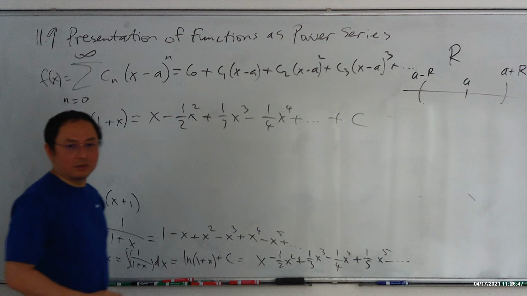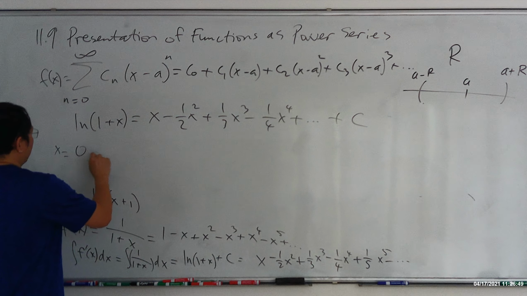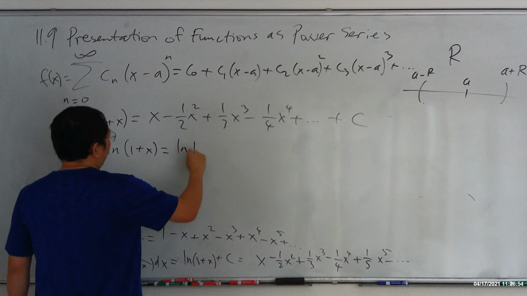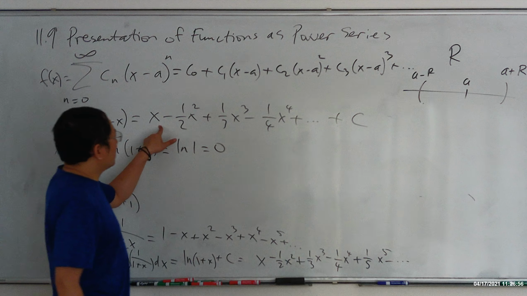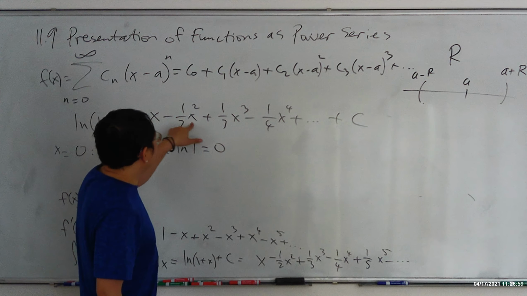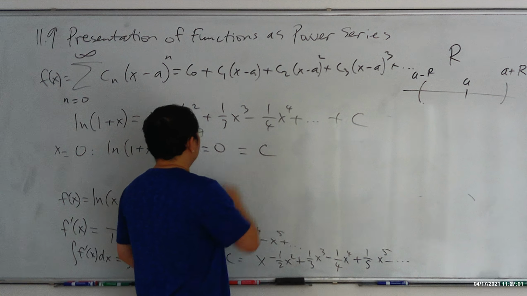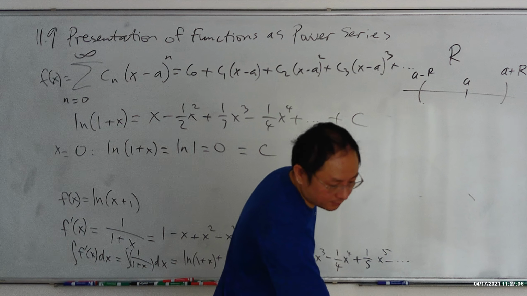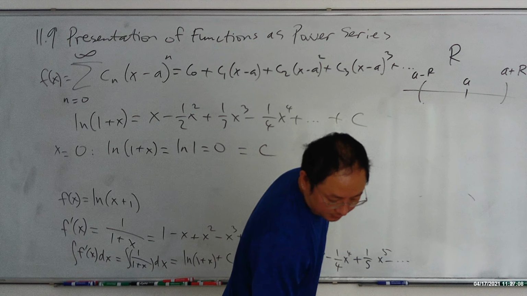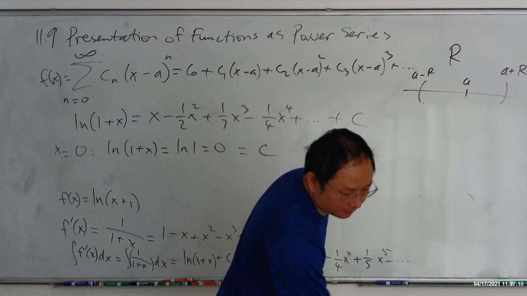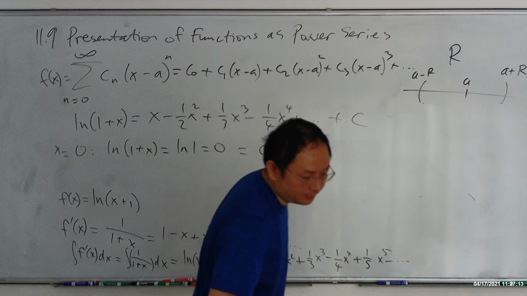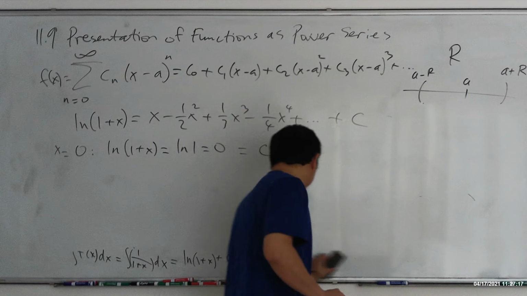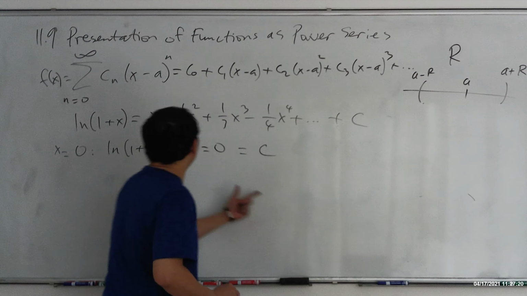The power series center is 0, so for sure it's convergent. With x equals 0, ln of 1 plus x equals ln of 1, which is equal to 0. You plug in and it goes to 0 right here. So 0 is equal to c. So c is equal to 0. Okay? Then you have your power series.